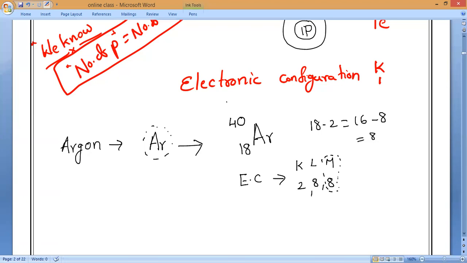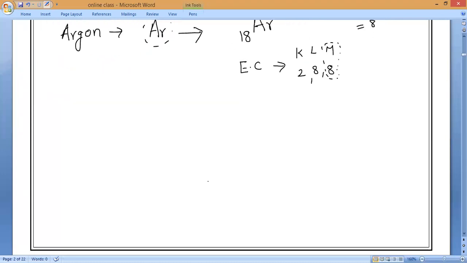Now, above this, we cannot follow the general method. So we have to go with some other method. That is what we will discuss now. For example, if you go with potassium and calcium, 19. What is the potassium symbol? Potassium, K. Atomic number is 19. Mass number is 39.